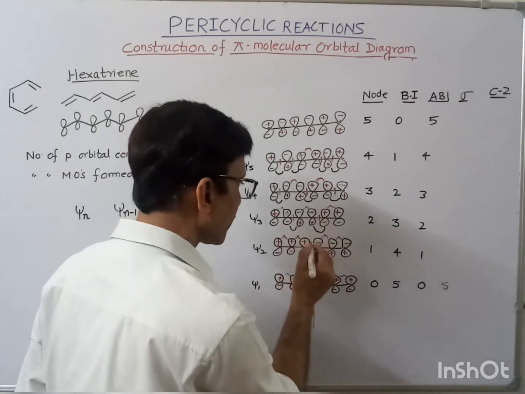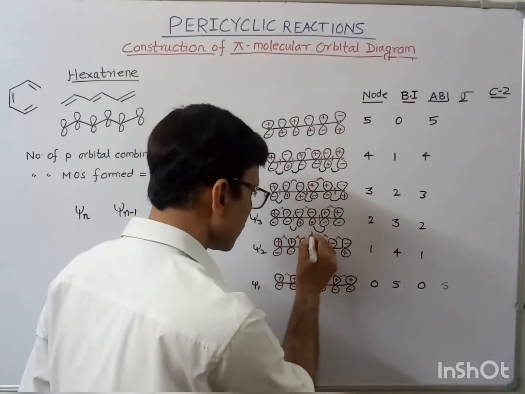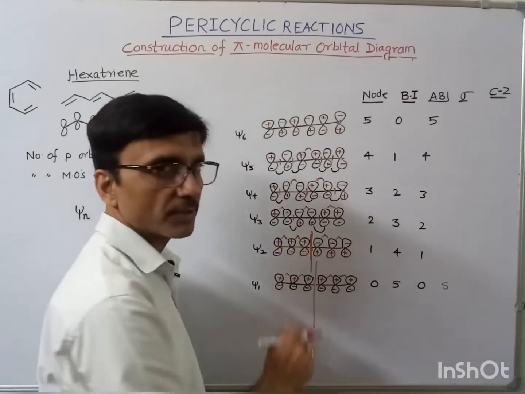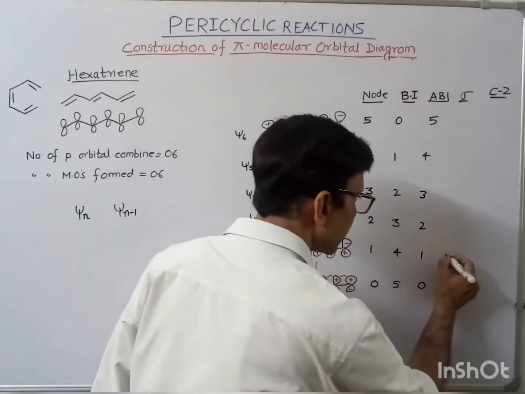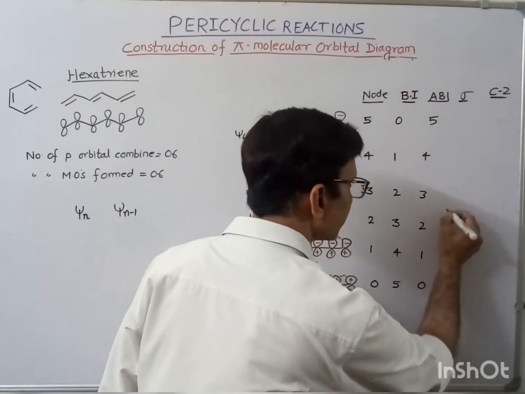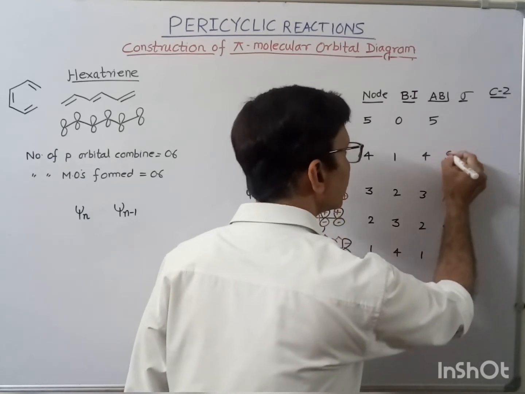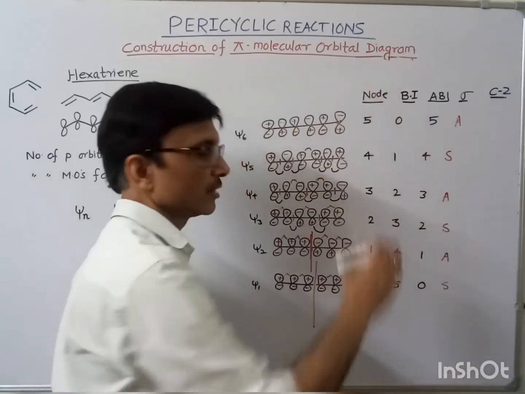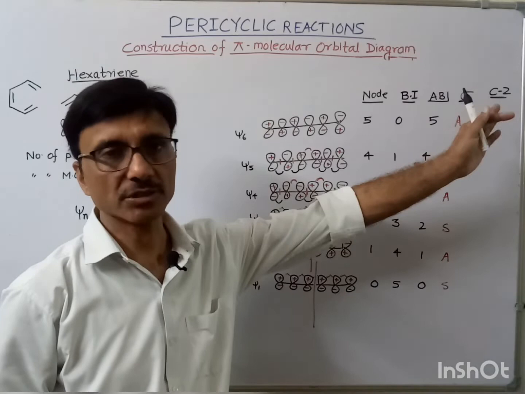This one, if you pass the mirror plane from the center, then in front of plus, plus is not coming, it means it is anti-symmetric. This will be symmetric, this will be anti-symmetric, this is symmetric, this is anti-symmetric, and so on. So write in alternate fashion.